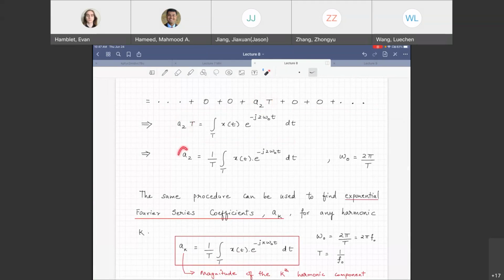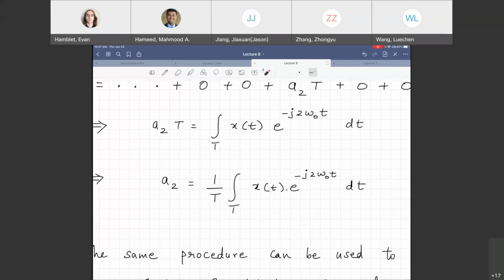So I now can find the magnitude of this second harmonic as 1 over T, integration over one time period, x of t e to the minus j 2 omega naught t dt, where omega naught is 2 pi divided by T, or T is 2 pi divided by omega naught. Now you see, A2, you got a 2 there, right?